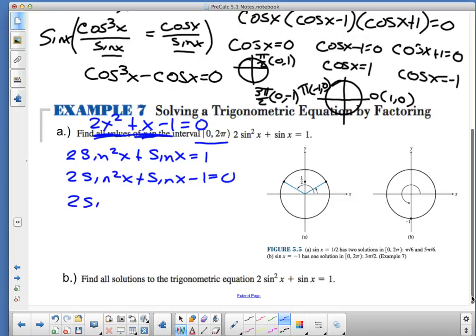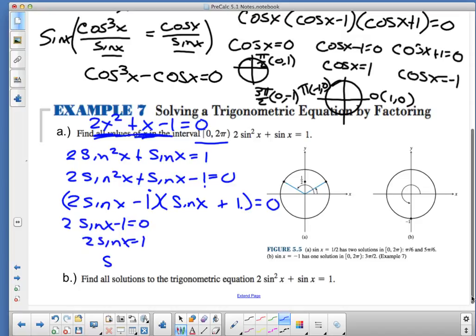So I have 2 sine x and sine x. That'll give me my sine x squared. And I need a 1 at the end, so I've got 1 and 1. And one of them's got to be negative, one's positive, so the bigger one is going to be positive as I multiply with the 2, and that one's negative. So now I'm saying that 2 sine x minus 1 is equal to 0, and 2 sine x equals 1, and sine x equals 1/2.